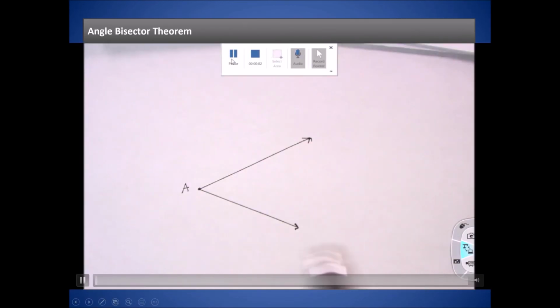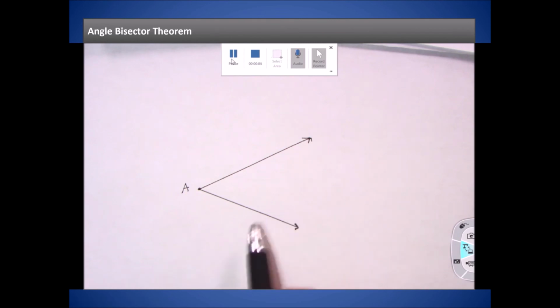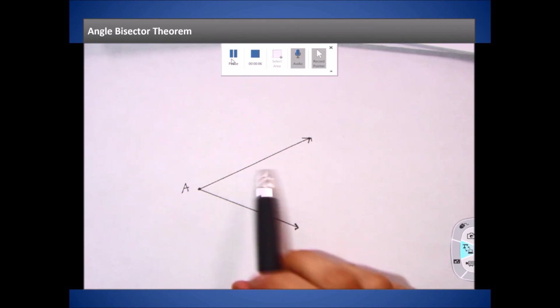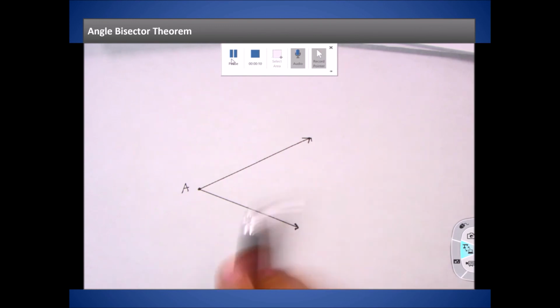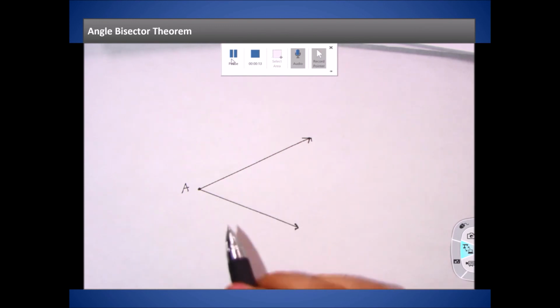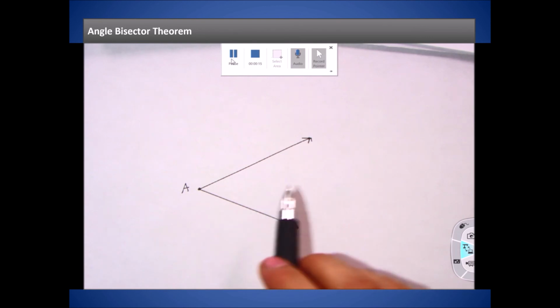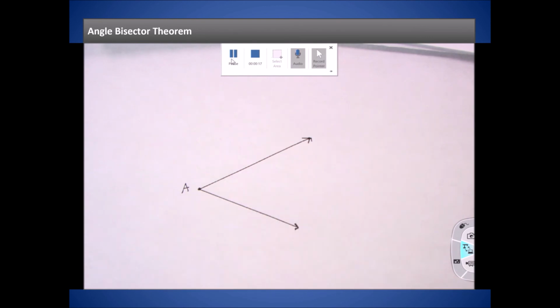All right, so what we are investigating here now is bisectors of angles. So we're looking at angle bisectors here. We want to investigate some properties of the bisector as it relates to distances and stuff like that. So first off, let's review how to construct a bisector.